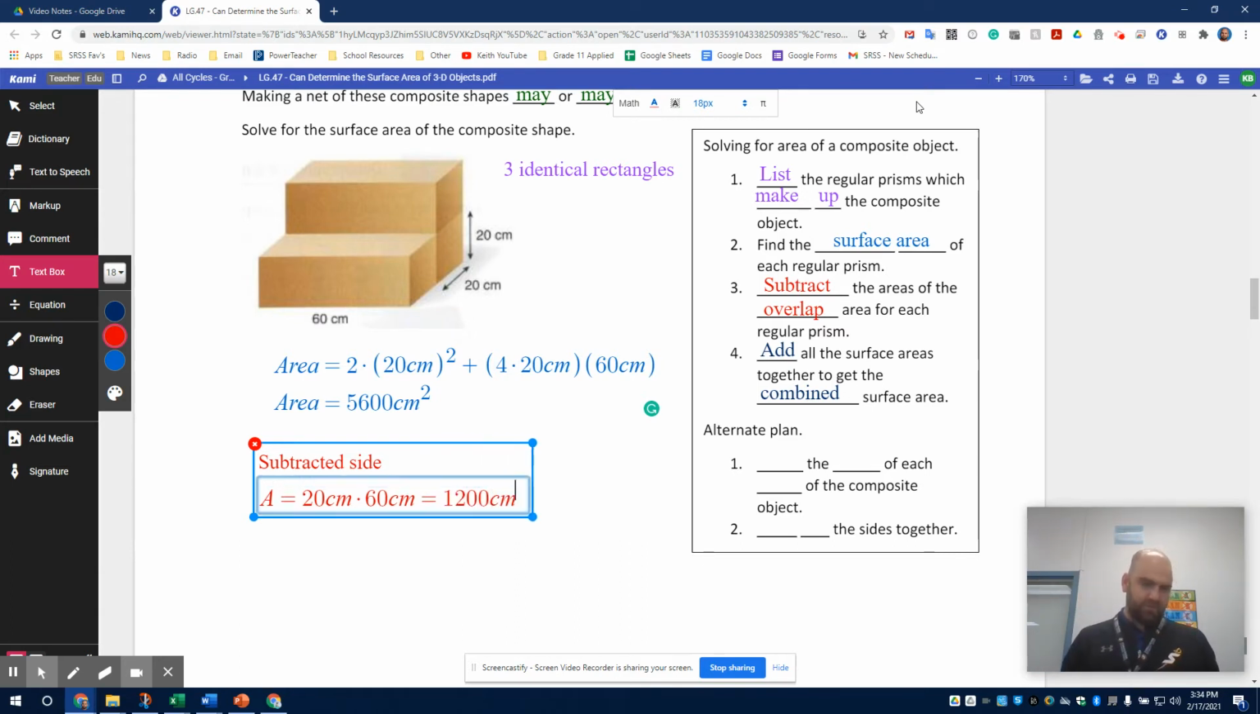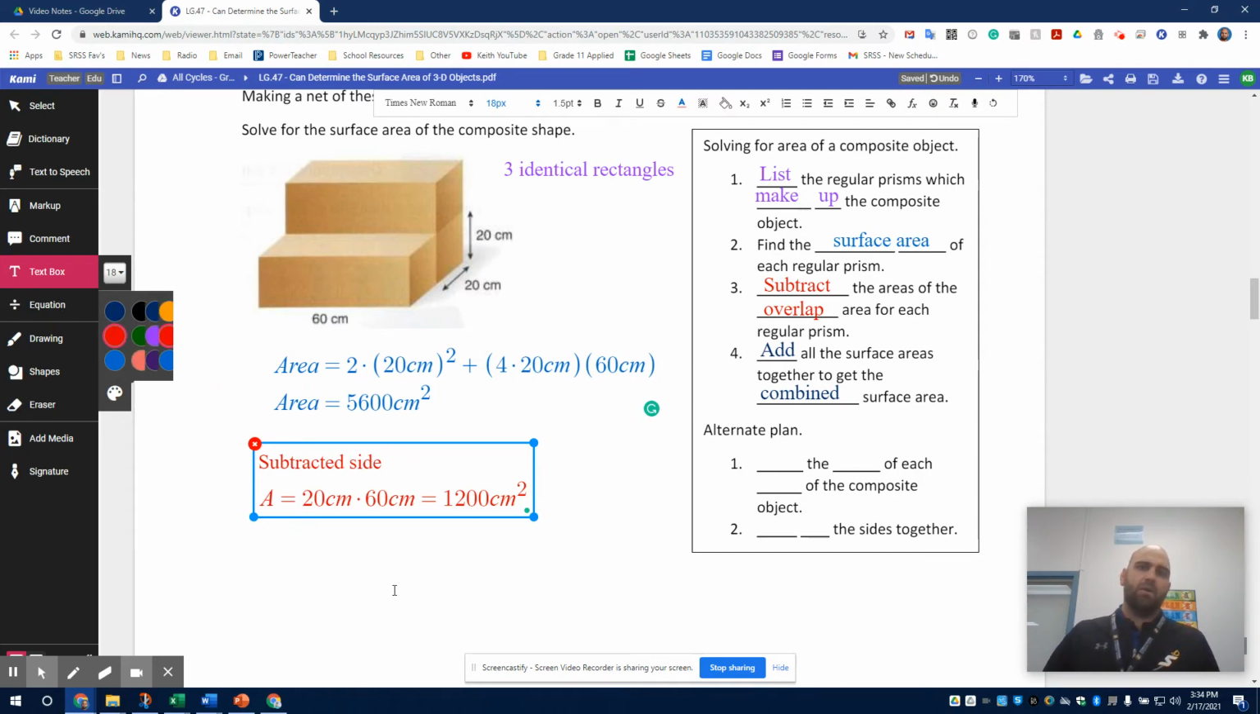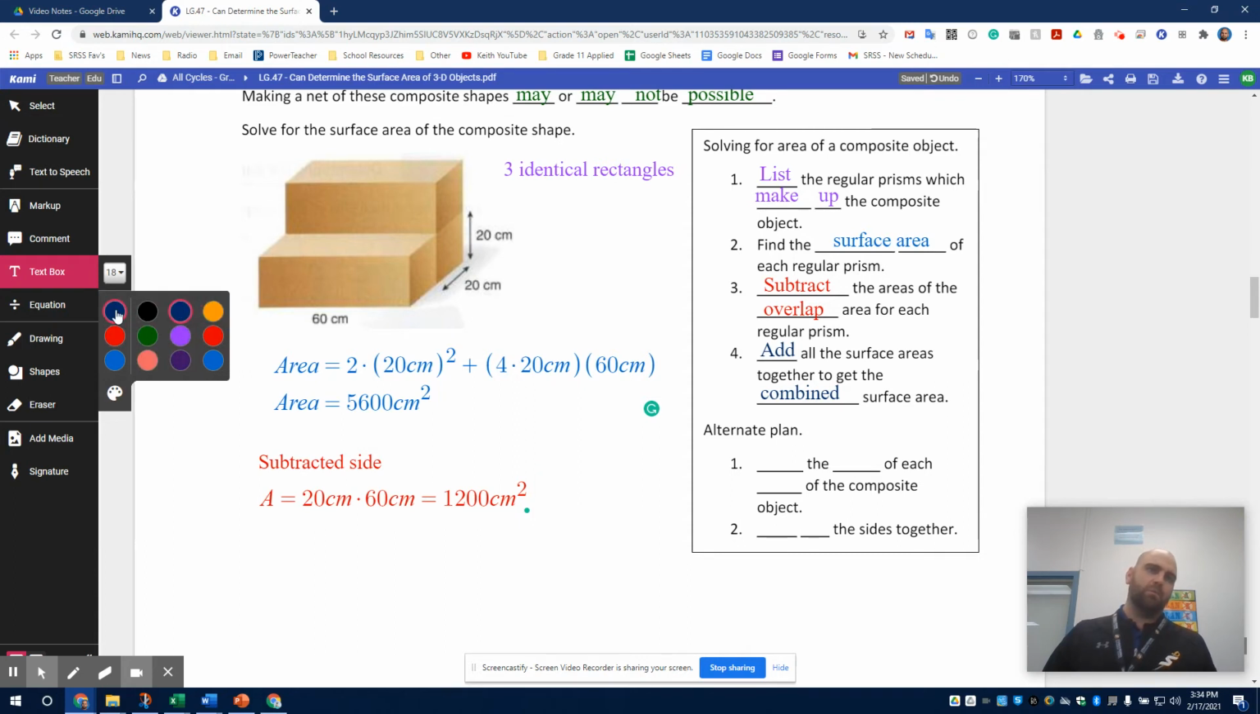1200 centimeters squared. And so this box up here, we're subtracting the bottom. This box in front, we're subtracting the side. And the box over here, we're subtracting the top and the side. And yes, we have to subtract both of them. But we have to subtract 4 of those. So what we're going to do here is add all of our combined ones together, and then subtract at the same time.